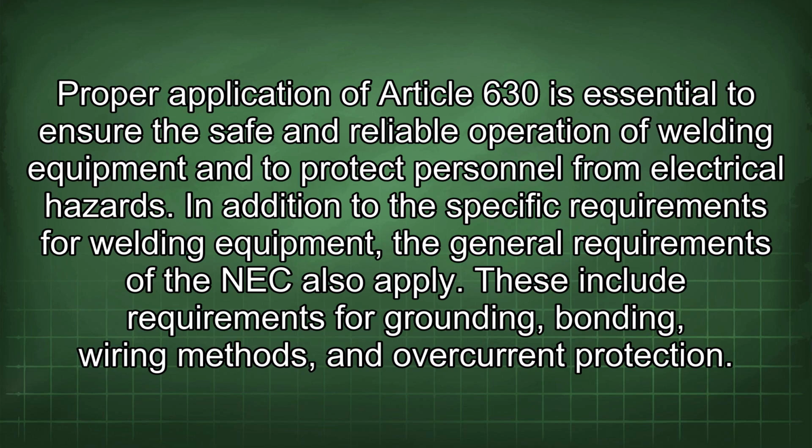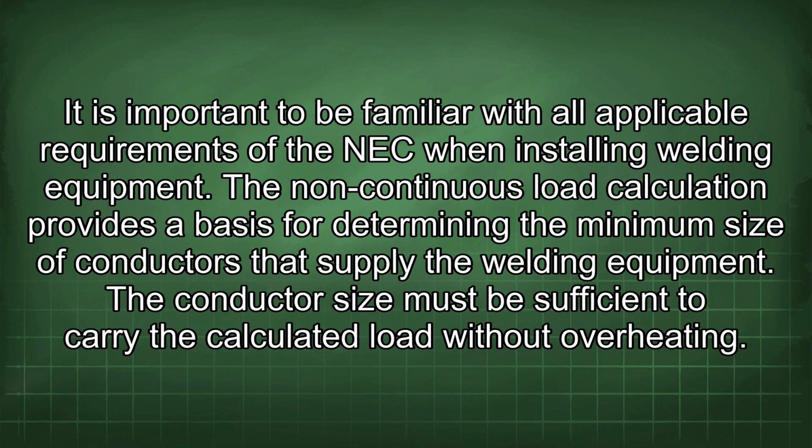Proper application of Article 630 is essential to ensure the safe and reliable operation of welding equipment and to protect personnel from electrical hazards. In addition to the specific requirements for welding equipment, the general requirements of the NEC also apply. These include requirements for grounding, bonding, wiring methods, and overcurrent protection. It is important to be familiar with all applicable requirements of the NEC when installing welding equipment.